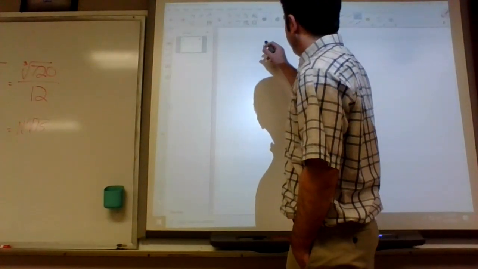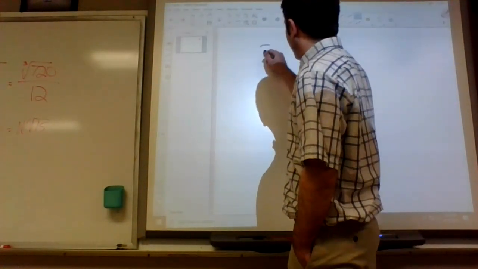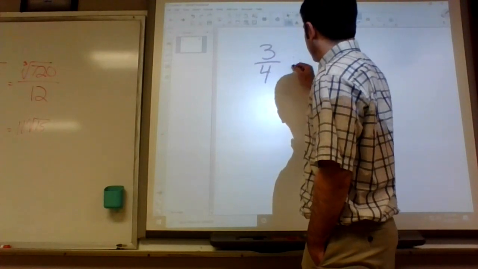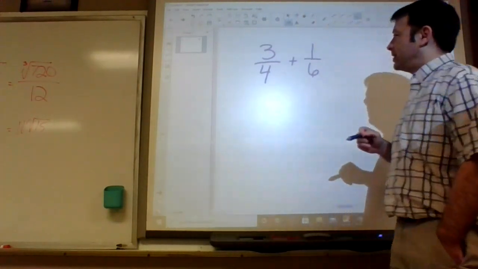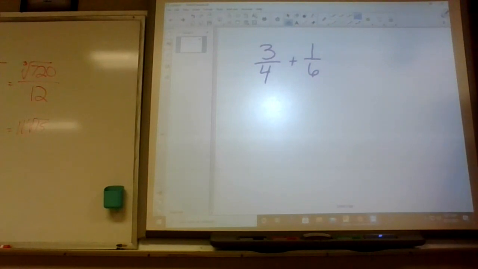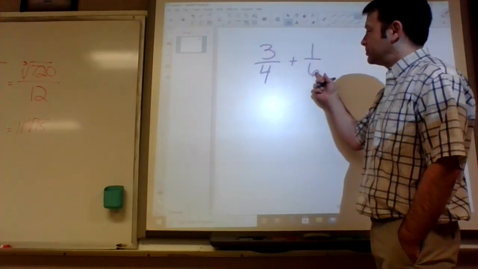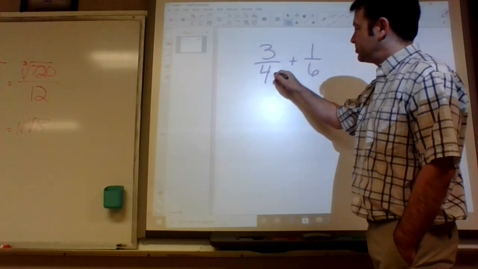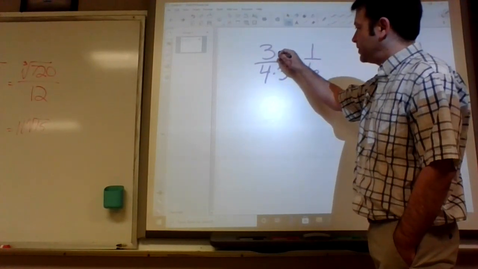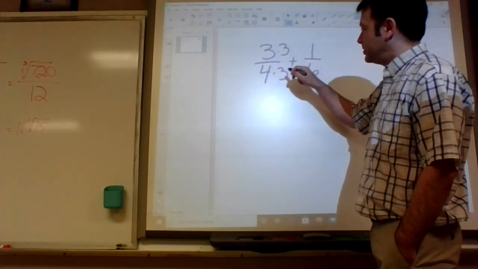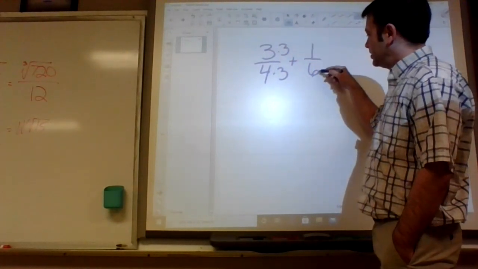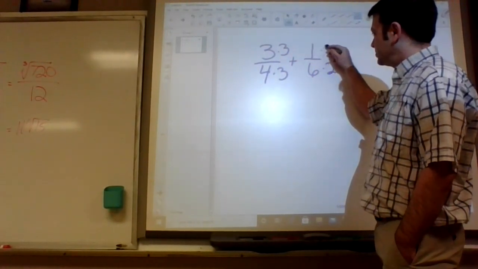Let's do a little reminder here. What if I had 3/4 plus 1/6? How do I add those together? You find the common denominator. What do 4 and 6 both multiply into? 12. So to change this to a 12, I need to multiply by 3. Whatever I multiply the denominator by, I need to multiply the numerator by. And 6 needs a 2, so it goes like that.